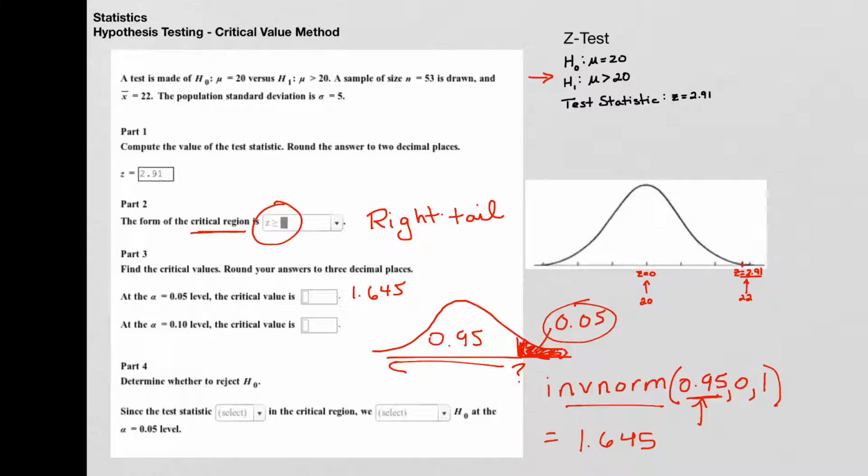And then we want to do the same thing for alpha equals 0.1, and the critical value in that case is 1.282. For that, I calculated the same way, but instead of 0.95, I'm entering inverse norm of 0.90. And that's what gives me that 1.282.